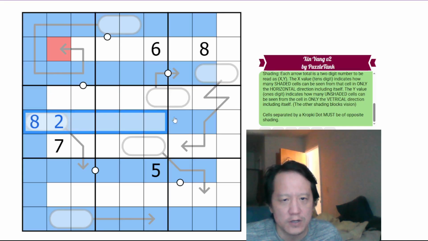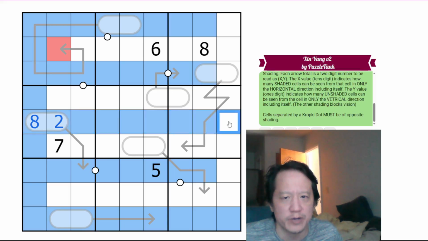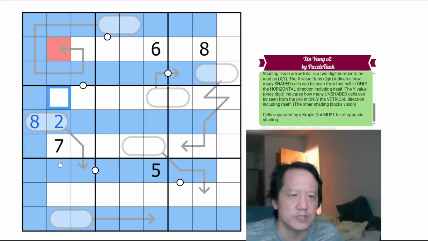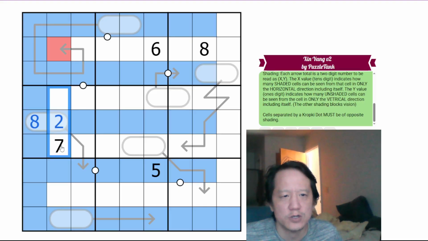This counts all the shaded cells in the horizontal direction, excluding ones blocked by the other shading. So that would be 8. This would see 2 cells that are unshaded in the vertical direction, and it's blocked by these cells here. So that's why it would be 2 there.